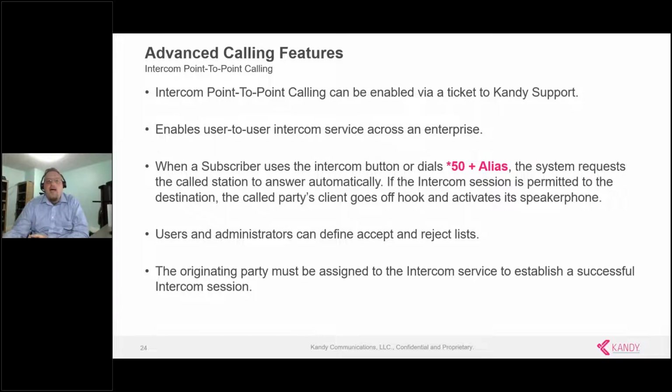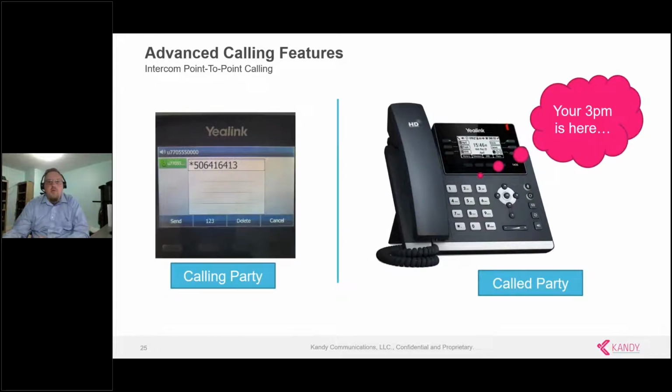So again, to activate the feature once you've gone through the help desk process, it is *50 plus the alias, and then that will start working. So just kind of put in an example here. So *50, and then the extension of this person is 641-6413. So that's what you would enter in on the phone as you're trying to make this intercom calling work.